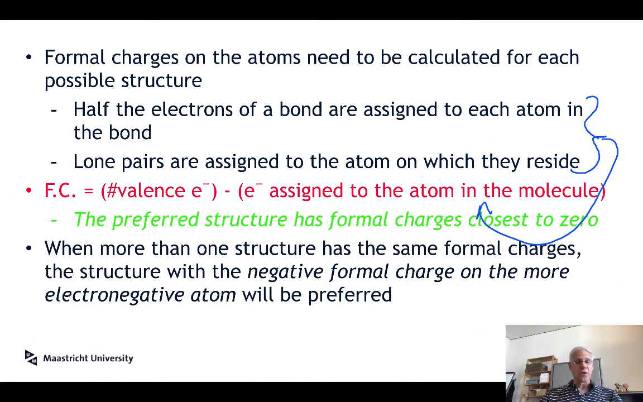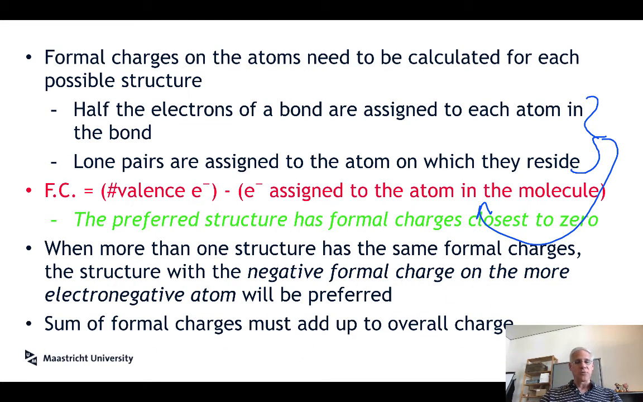Sometimes you run into a case where you have 2 structures that have the same set of formal charges. And if that's the case, then you need to look to see, do you have different elements present in that structure? And if so, the structure with a negative formal charge on the more electronegative atom is going to be preferred. And we can take a look at some examples here in just a moment, after this one last bullet.